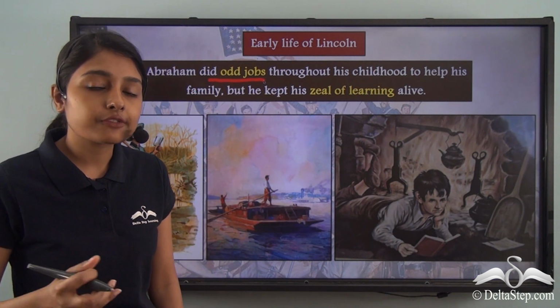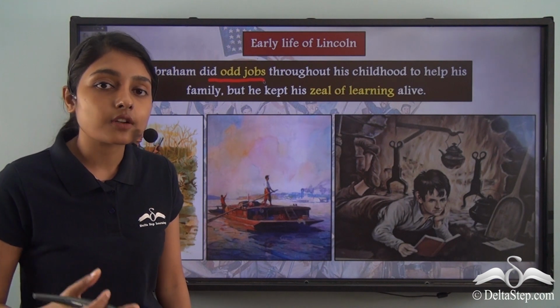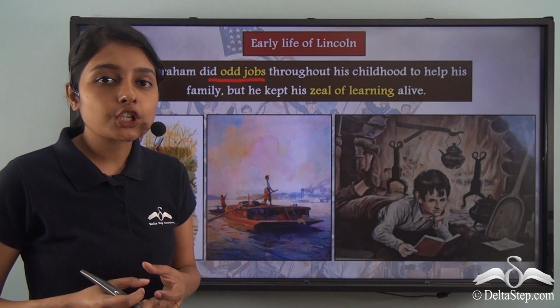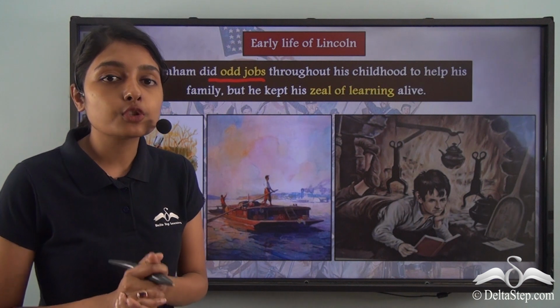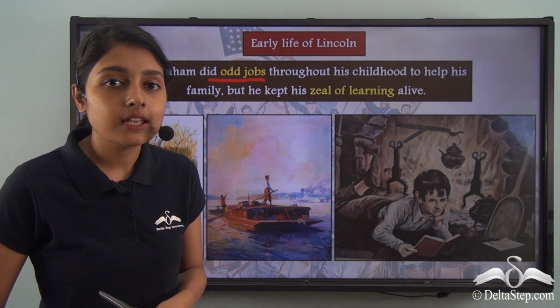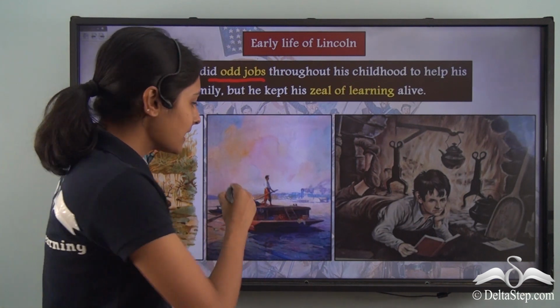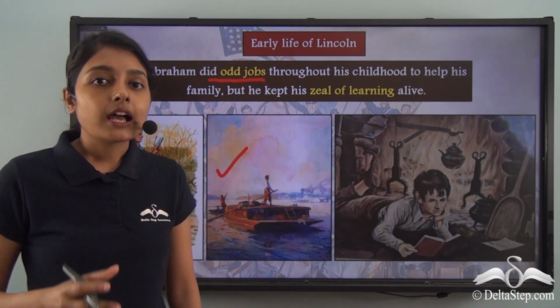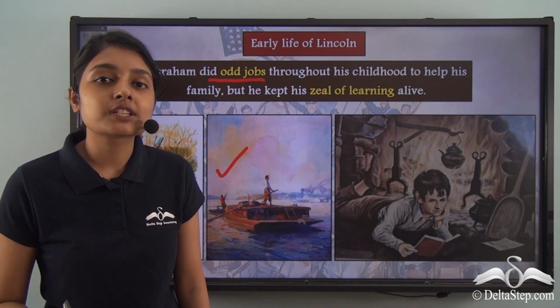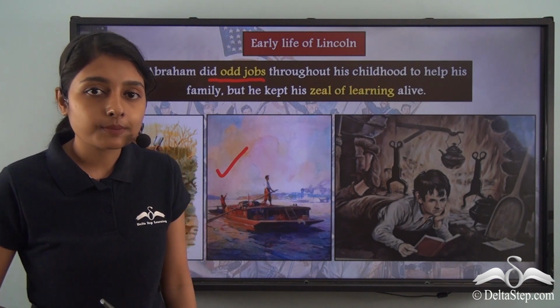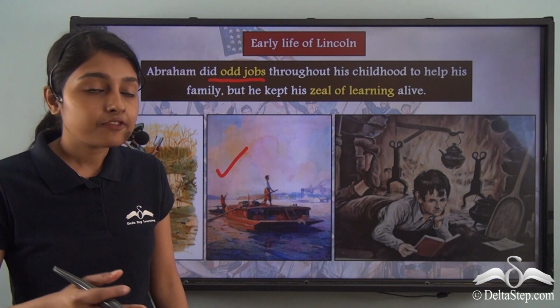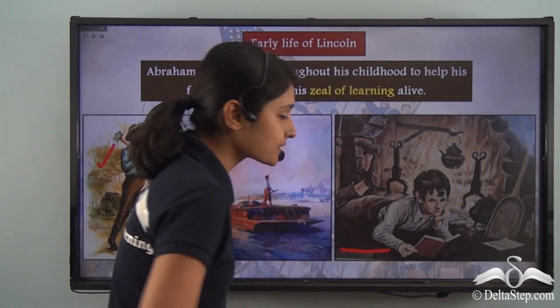He had to do that for the sustenance and maintenance of his family. Among the various odd jobs that Abraham Lincoln had to do for the sustenance of his family, he had to work in fields. He also worked as a boat operator. Along with that, he also helped his father in his carpentry business. He even worked in workshops.